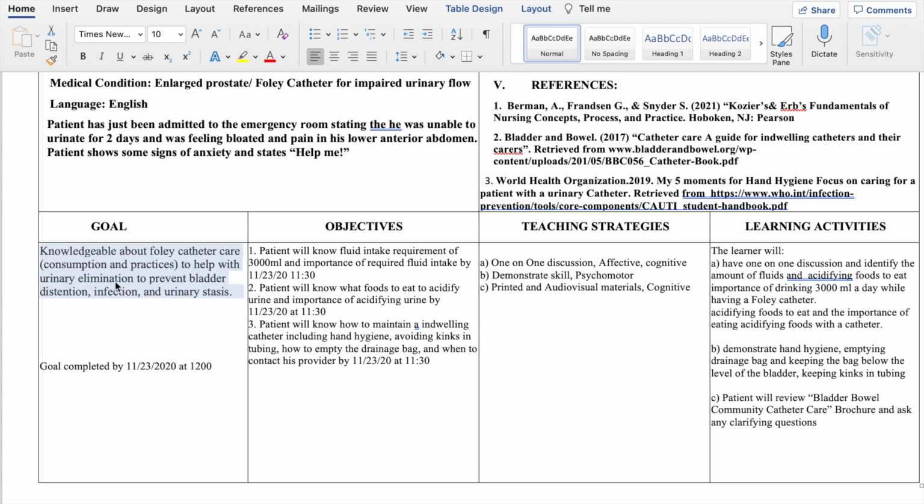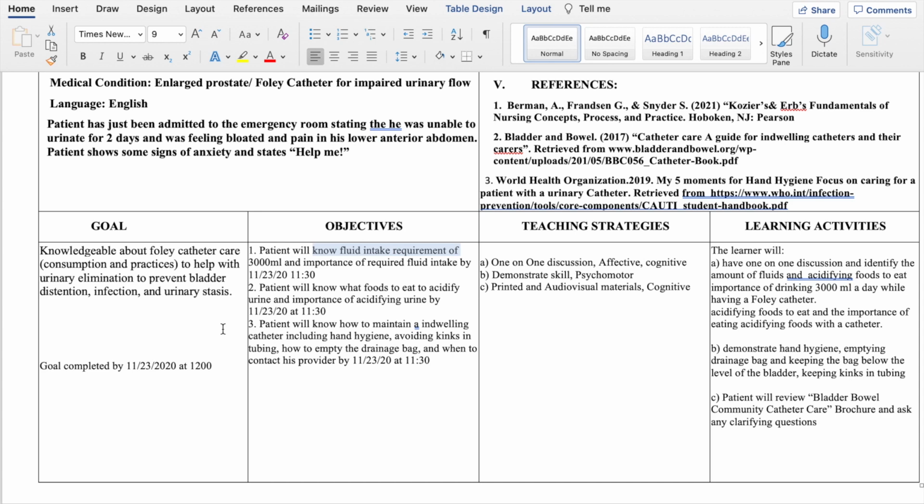So if my goal is to have my patient be knowledgeable about Foley care, then my objective would be: patient will know fluid intake requirement of 3,000 milliliters and importance of required fluid intake. And then I put the date and time. If they know the fluid intake requirement, this can help with their catheter care as far as keeping it clean and flushing the bladder out and flushing the catheter out.